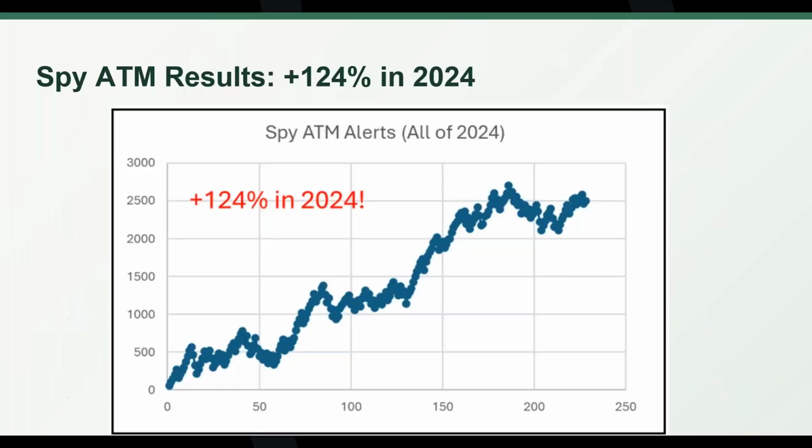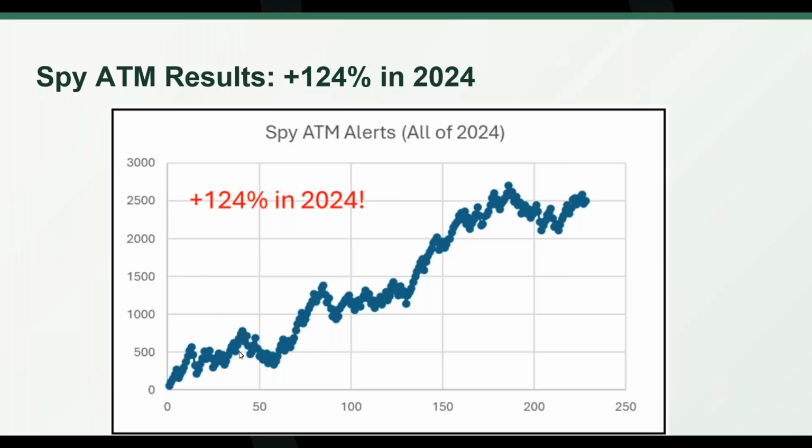So, like I promised, here is 2024. This is data from the SPY ATM Alert service. These are trades along the x-axis, so this represents the whole of 2024, but I've put it in number of trades so you can see how much data we actually have here. So in this case, we have 230 trades, each point's a trade result. This was for a small account of just $2,000, and up the y-axis is the profits in dollars.